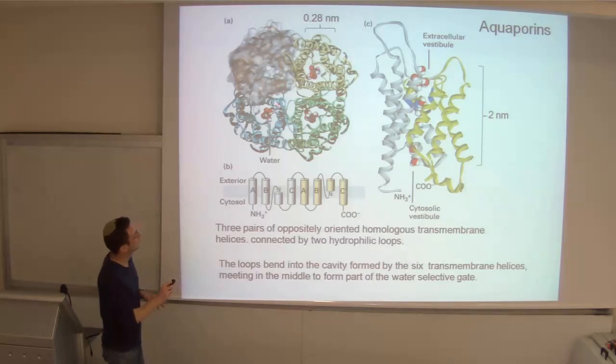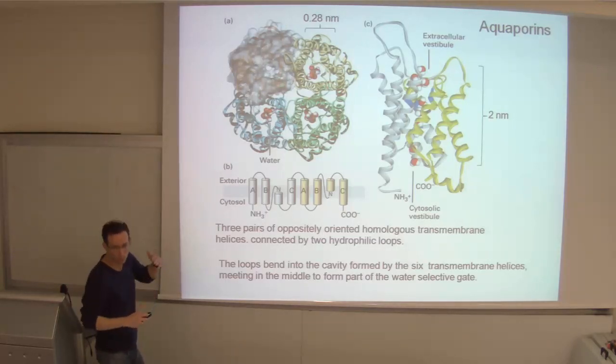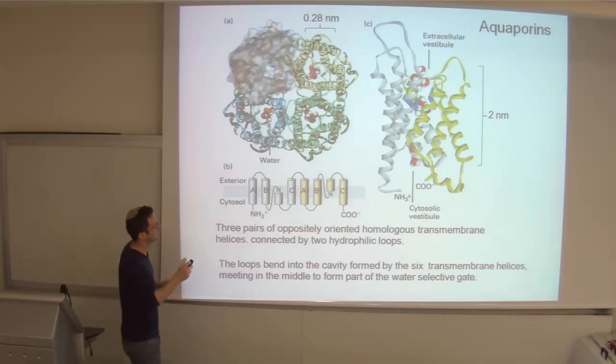So if the cell wants more water to pass through its membrane, it has to synthesize more aquaporin to transport to the membrane, and if it wants water to stop from being transported, it has to remove these proteins from the plasma membrane.